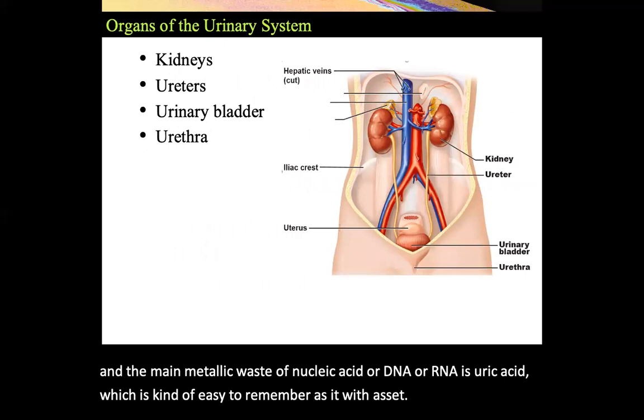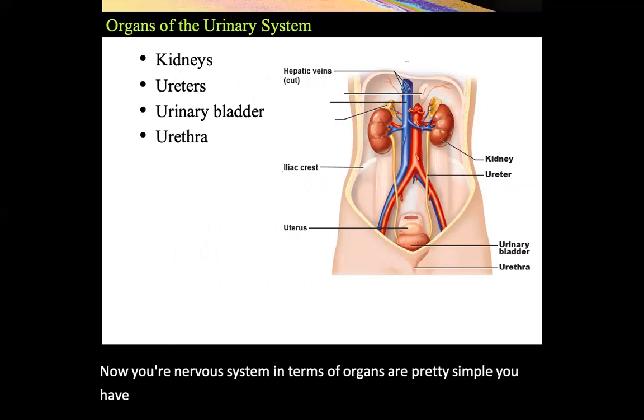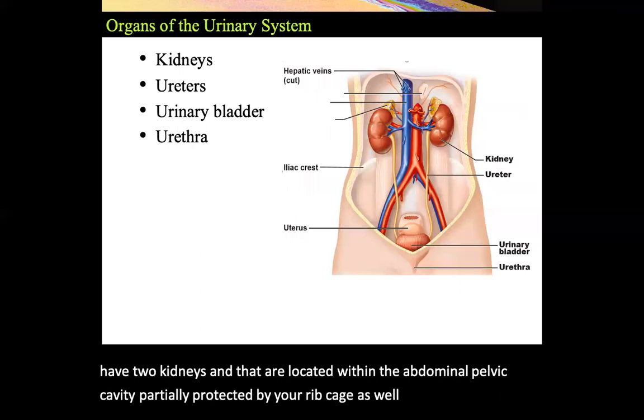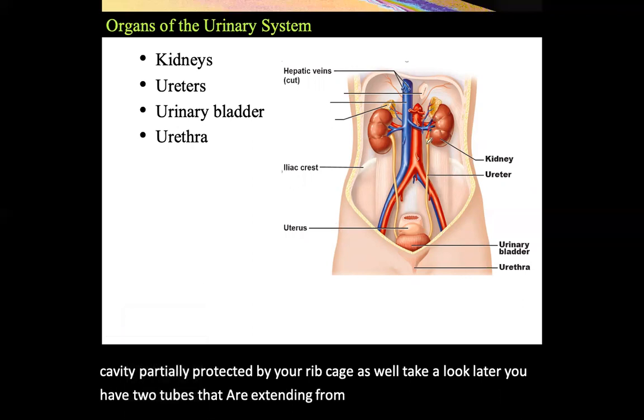Now, the urinary system in terms of organs is pretty simple. You have two kidneys that are located within the abdominopelvic cavity, partially protected by your rib cage, as we'll take a look at later. You have two tubes that are extending from the kidneys collecting the urine. These tubes are called the ureters.